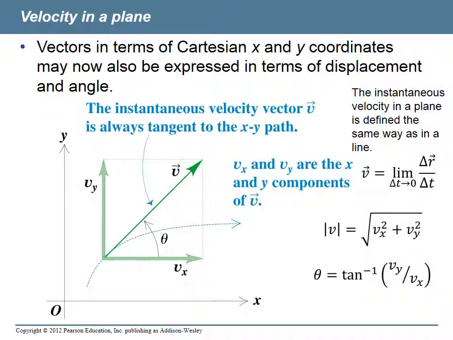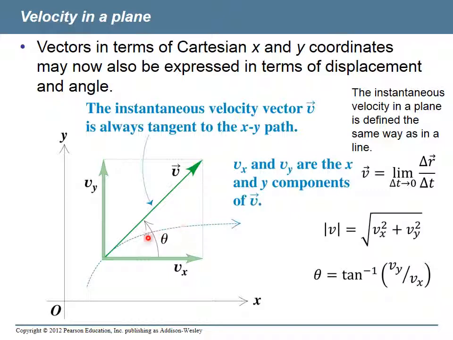So since we're talking about motion in a plane, we can now actually talk about the accelerations and velocities in terms of a displacement as well as an angle. So we can talk about the x and y coordinates of a velocity vector in terms of displacement as well as an angle. So we have our velocity vector here, and we have some angle here, right? This blue line is the path that the object follows.